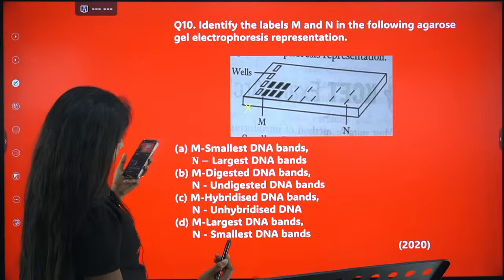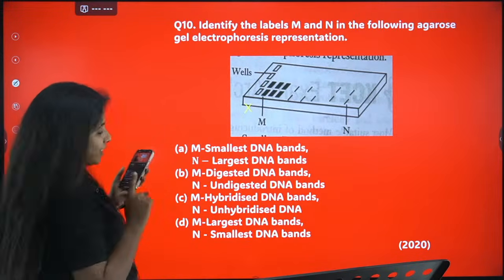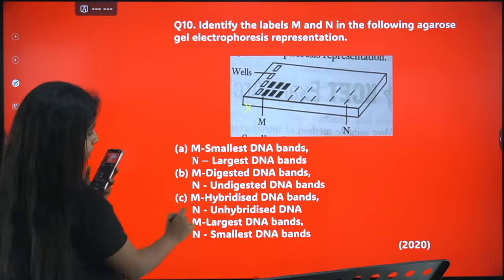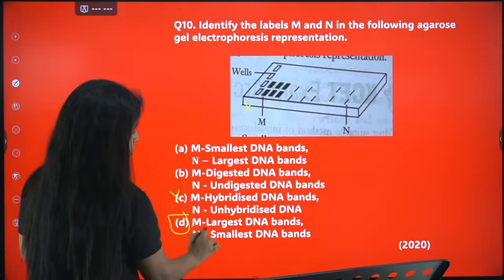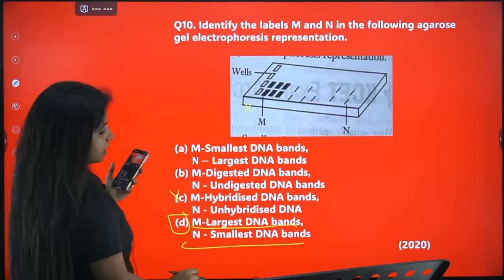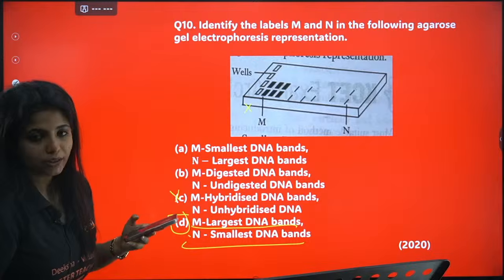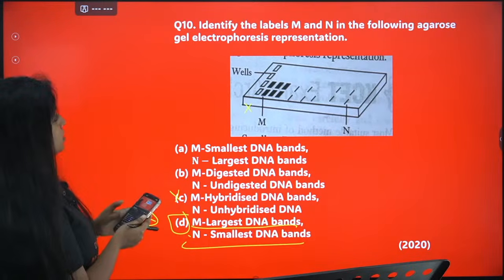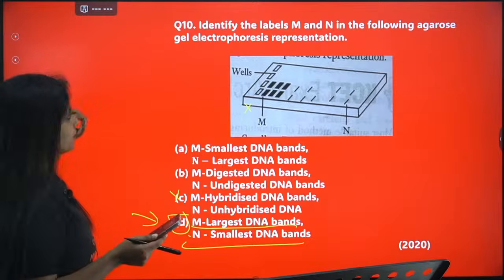Mansi says the answer is D. Yes, I'm coming to that. Yes, you are correct. M, hybridized DNA bands. There are no hybrid DNA bands over here. So your answer for this question is this: M, larger DNA bands, and my dear children, N is the smallest DNA bands. Okay, so this is the answer. This question came in 2020.